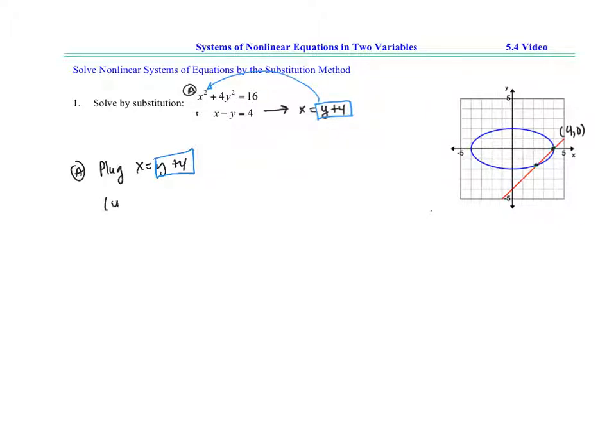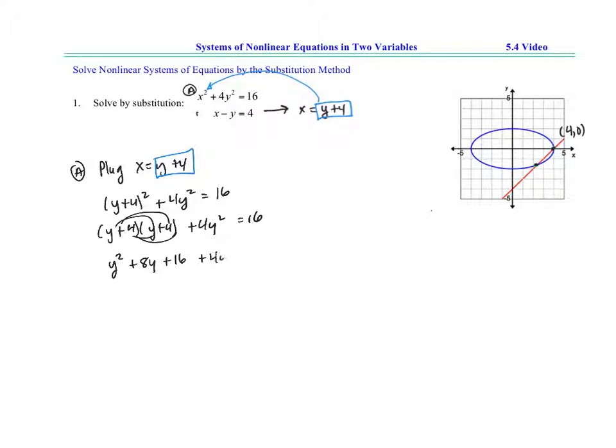So x squared, we'd have (y plus 4) quantity squared plus 4y squared equals 16. And then just be careful here, we need to actually multiply that out. We've got to distribute our y twice and distribute our 4 twice. So we would get y squared plus 8y plus 16 plus 4y squared equals 16. And I'll go ahead and just subtract 16 from both sides, and so that gives me 0. And then I can combine my y squareds, so I've got 5y squared plus 8y is equal to 0.